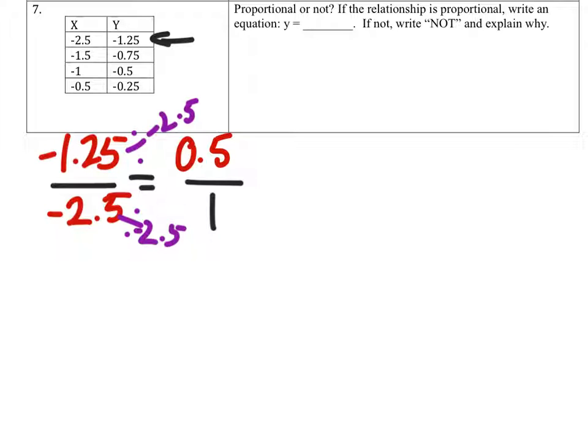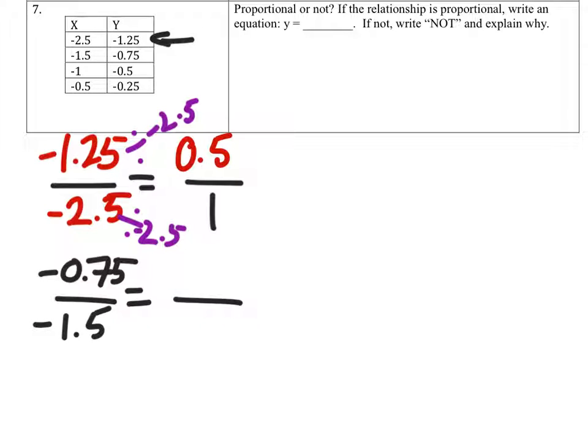Let's compare the next one, and that is negative 0.75 divided by negative 1.5, which in my calculator, again, is 0.5. So these are equal so far, but we're not finished. We need to compare the other ones.